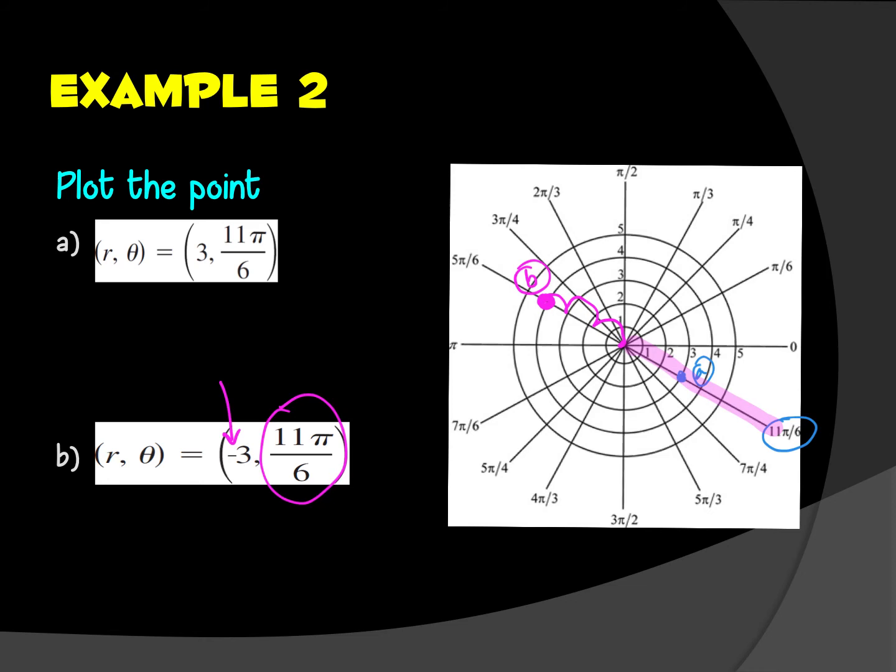Is that the coterminal angle or no? No. So it won't be a coterminal angle, but the radius would be the opposite direction.